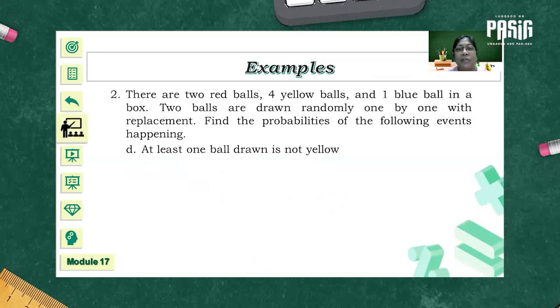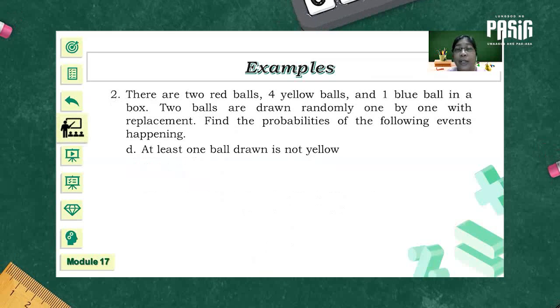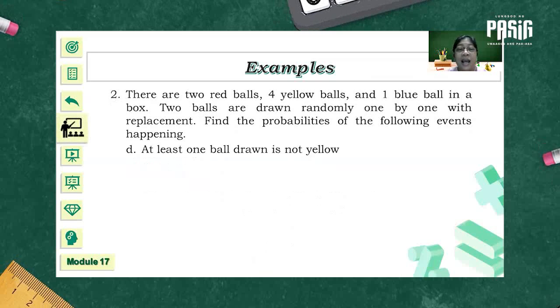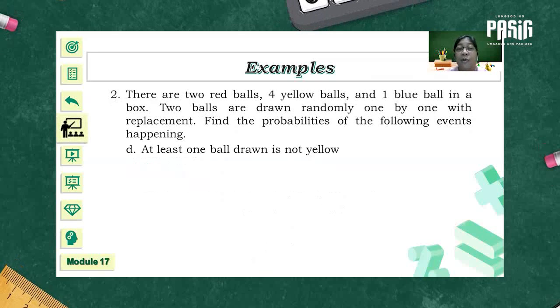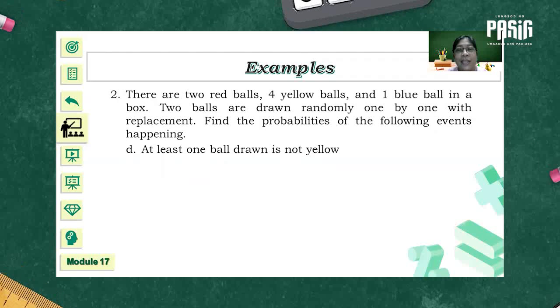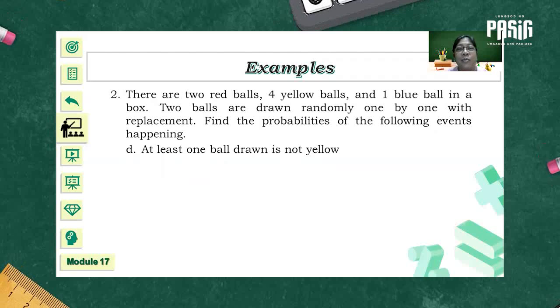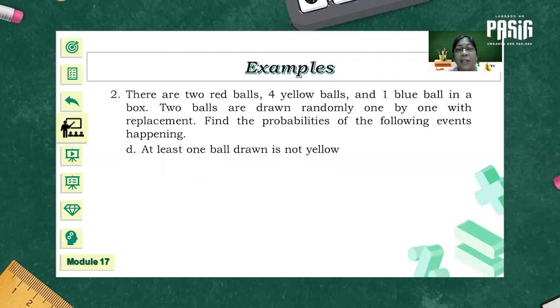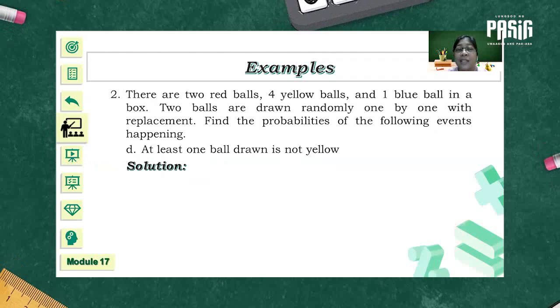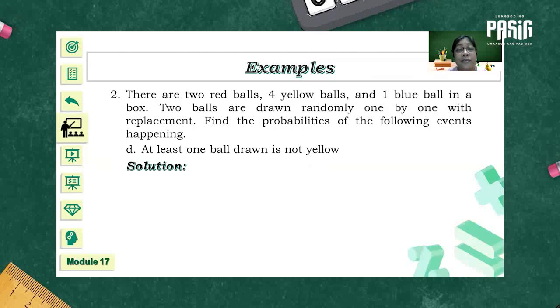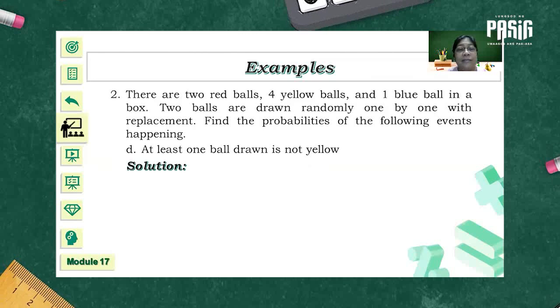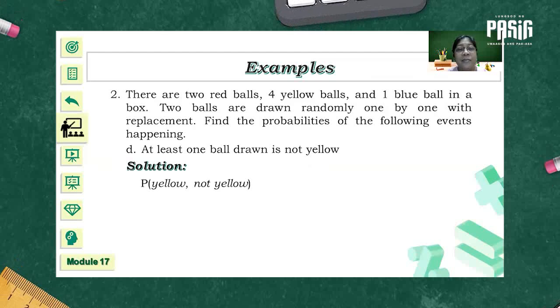At least 1 ball drawn is not yellow. The words "at least" mean you can have 1 non-yellow ball or 2 non-yellow balls. But aside from getting 1 yellow ball and 1 non-yellow ball, the first one is a non-yellow, or the first one is a yellow ball. Therefore, we'll use this formula.